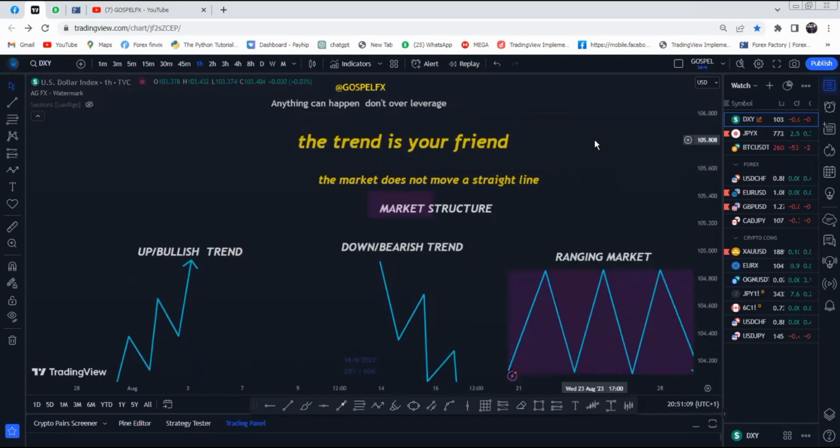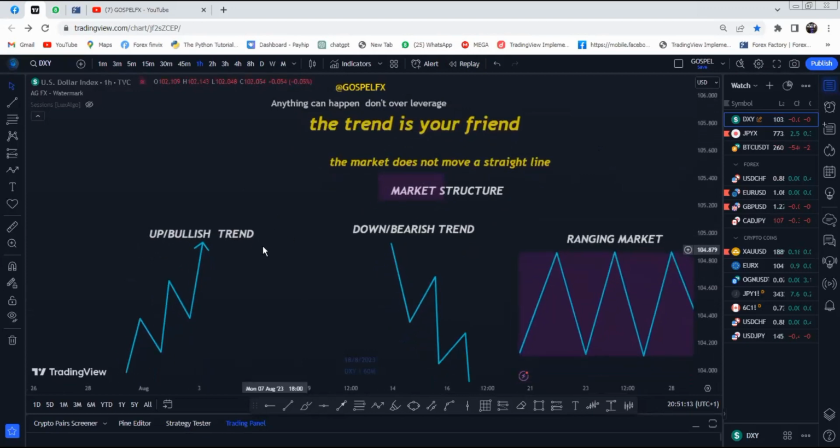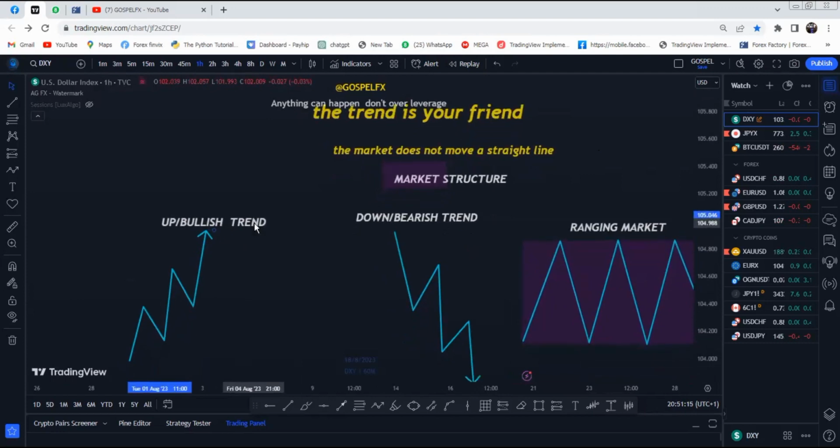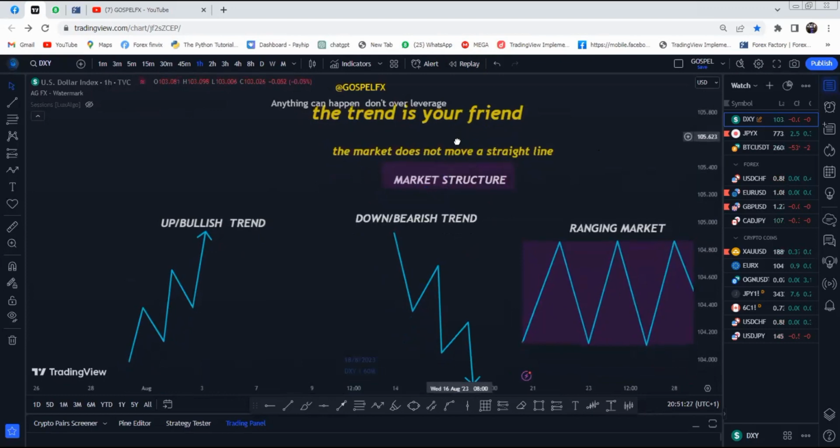Why do they say the trend is your friend? This is because if you have a friend, you should be loyal to the friend. And at least if you have a friend and you guys are moving together, at least they used to say two people cannot work together if they don't agree, right? So it's the same thing here.